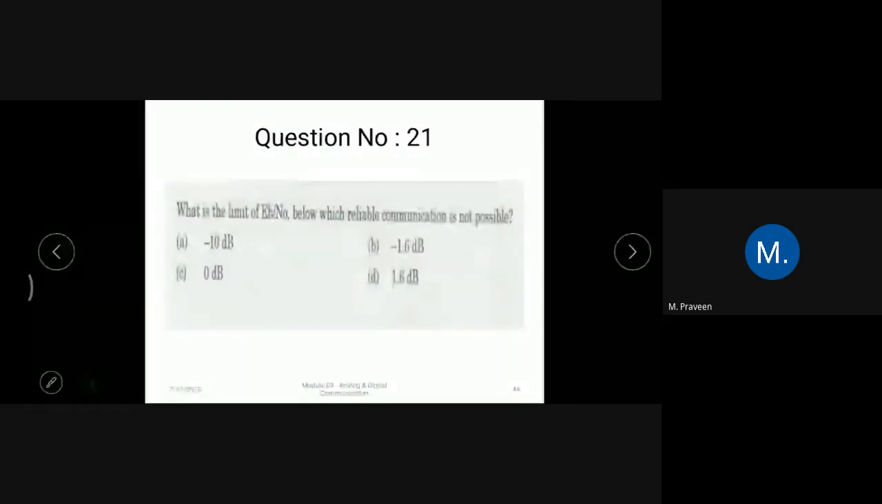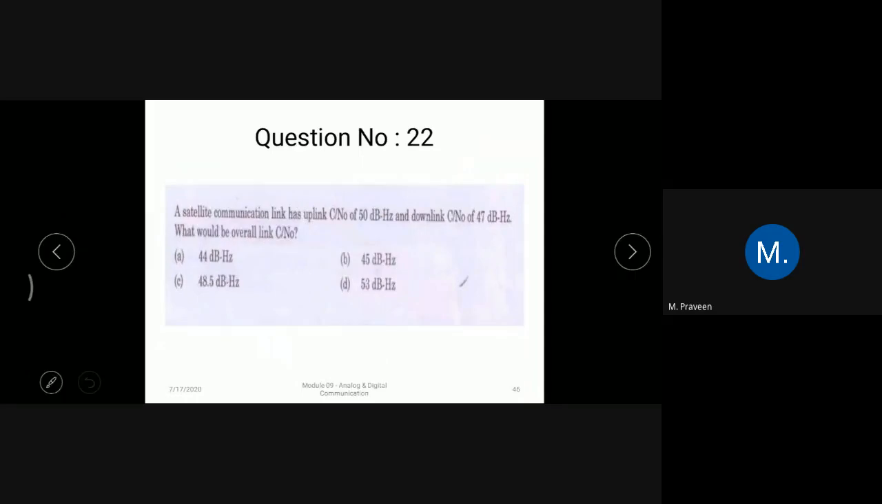Now, what is the limit of Eb by N naught below which reliable communication is not possible? This is also a direct and frequently asked question. So the answer is minus 1.6 dB. Below this we cannot go for reliable communication. The ratio Eb by N naught, bit energy divided by noise power density, should be a minimum of minus 1.6 dB.